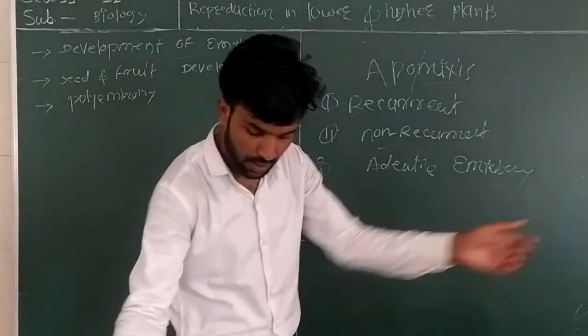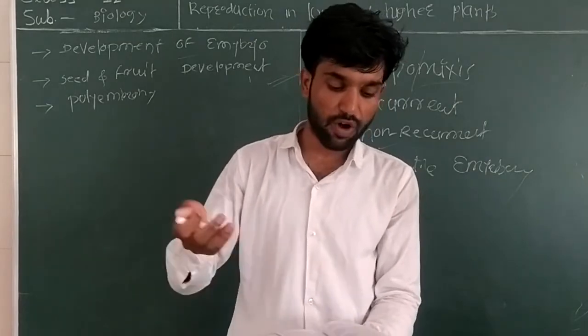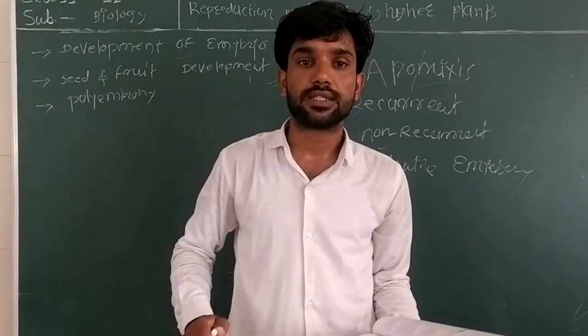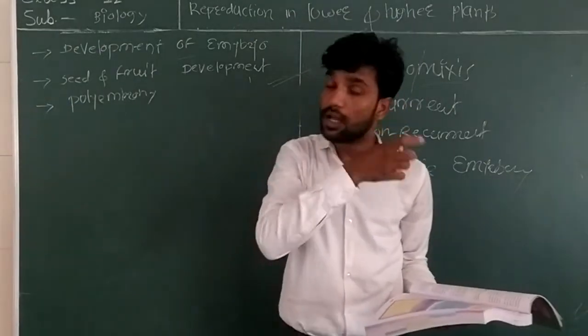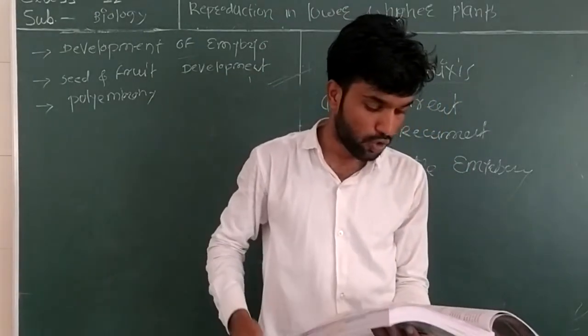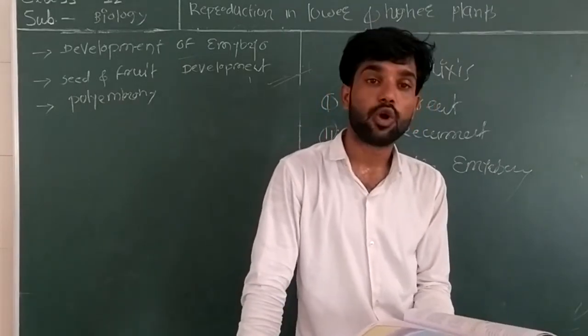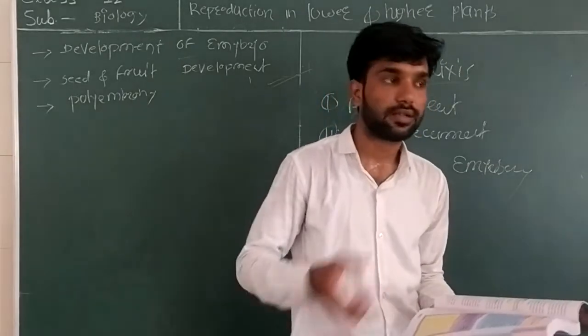So what happens in recurrent apomixis? In this type, the embryo sac generally arises from the nucellus, because there is no mixing. An example is Taraxacum. The unreduced embryo sac is derived from the diploid megaspore mother cell.